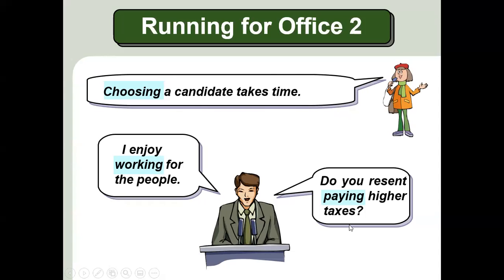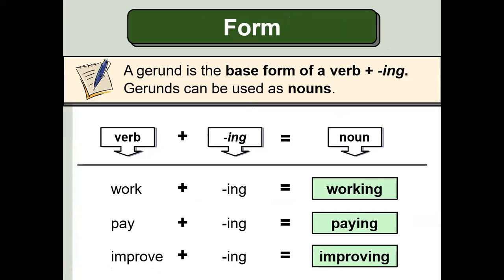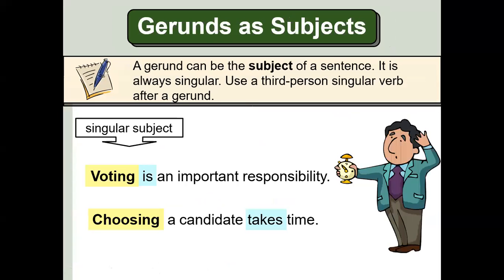Ok, mira lo que le dice aquí, con esto termino para pasarme ya al material otra vez. A gerund is the base form of the verb plus ing. Un gerund es la forma base de un verbo más el ing. Gerunds can be used as nouns. Los gerunds pueden ser usados como nombres. Y ya vimos esos dos ejemplos: work, working, pay, paying. But also, esto es el resumen de lo que vimos en el material.